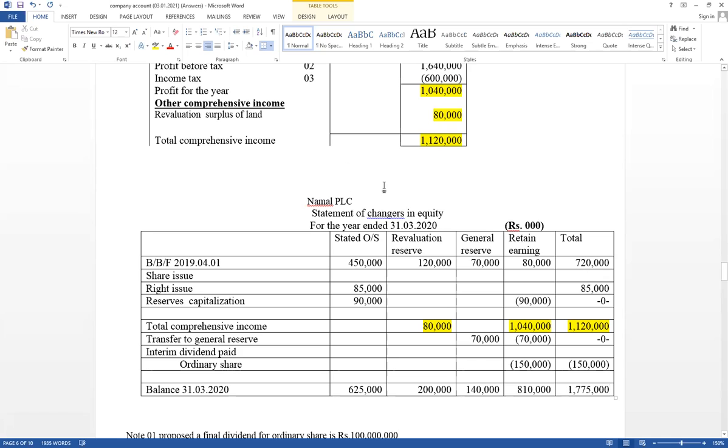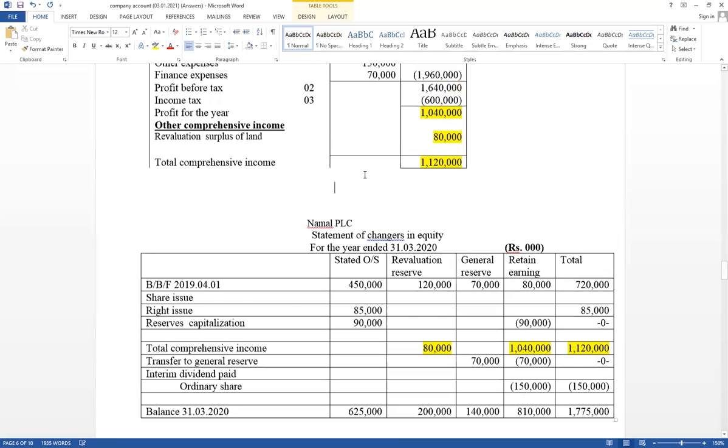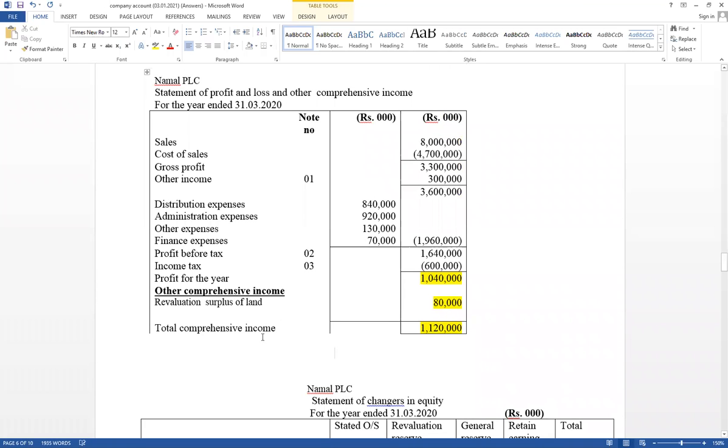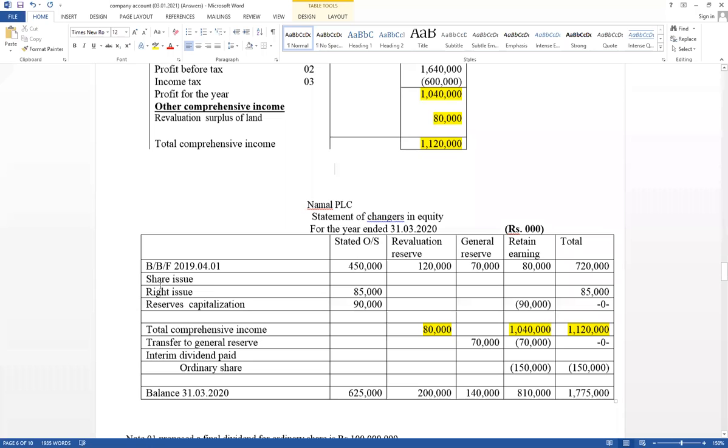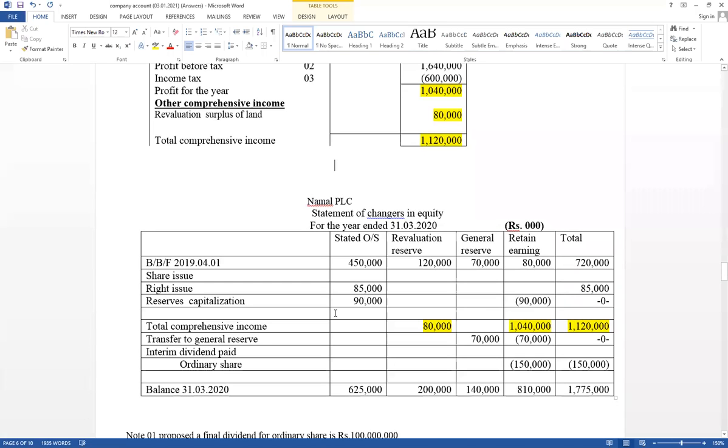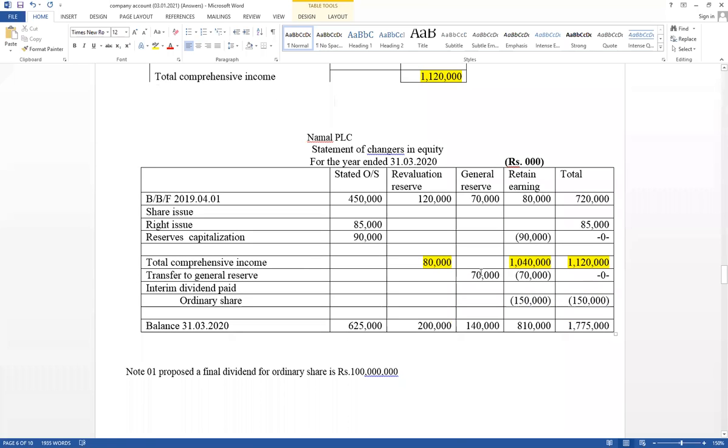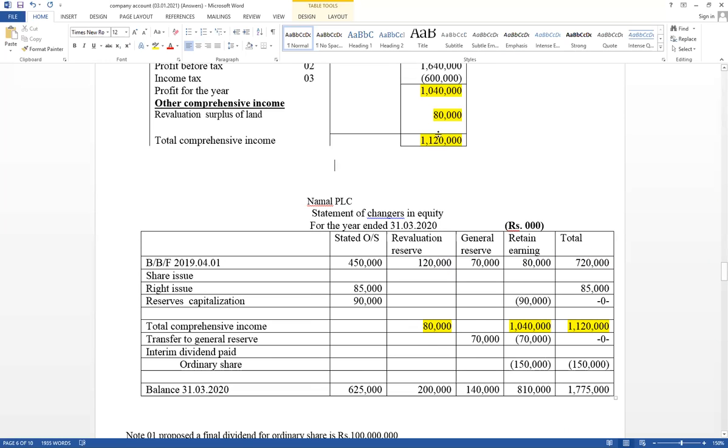Therefore, this is the way you have to prepare a statement of profit and loss and other comprehensive income, as well as a statement of changes in equity. Try to recognize how to disclose rights issue, reserves capitalization, and total comprehensive income. Think about profit for the year, where we have records. Profit for the year is equal to profit after tax.